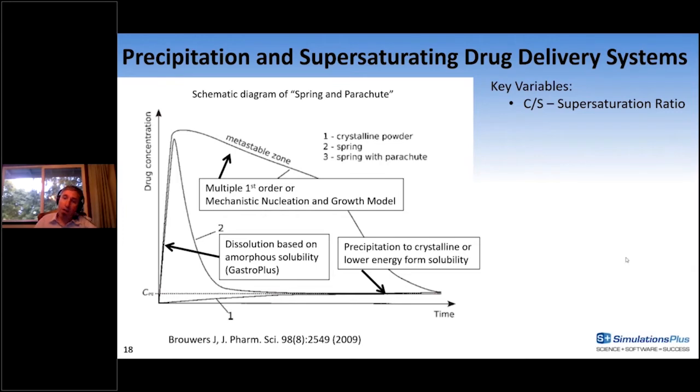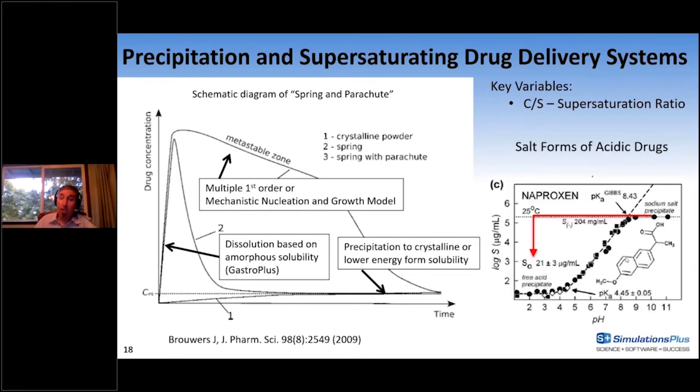And of course, if you have a salt form of an acidic drug and you dose that salt form, it will dissolve to its salt form solubility and then precipitate down to its free acid in the stomach potentially. So this is important for acids and bases for conventional formulations and amorphous drug forms as well. The precipitation model options in DDDPlus and GastroPlus are synchronized.